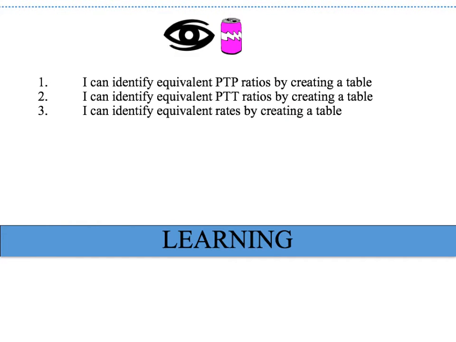This lesson has three I can statements. The first one says I can identify equivalent part-to-part ratios by creating a table. The second one says I can identify equivalent part-to-total ratios by creating a table. And the last one says I can identify equivalent rates by creating a table.